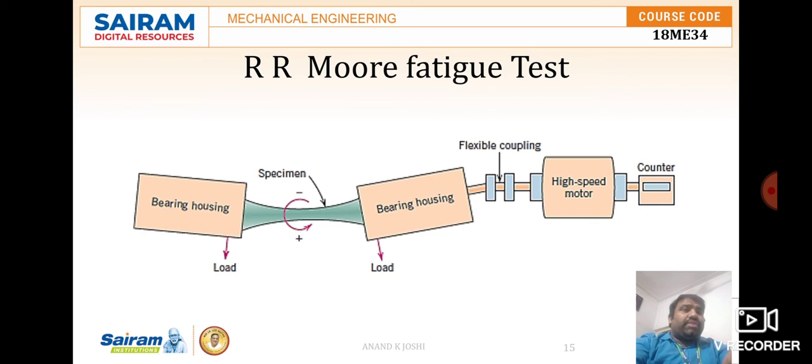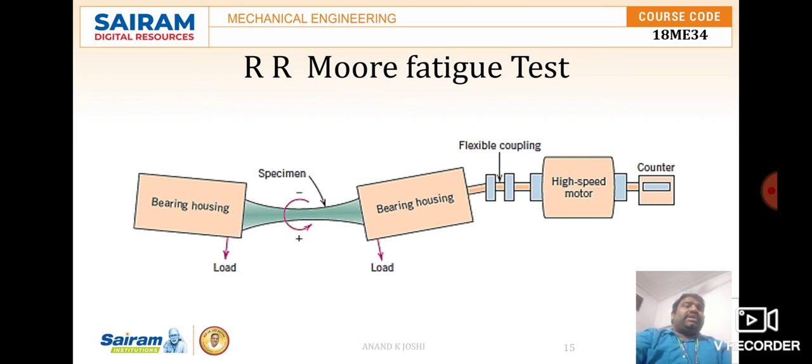The revolution counter records the number of cycles applied to the specimen, and when the specimen breaks, it stops counting automatically and disengages. A number of specimens of the same material are tested, each at a different stress level, usually decreasing, and the results are plotted on a semi-logarithmic graph. That is called the S-N curve. Along the x-axis is the number of cycles and along the y-axis is the stress amplitude. This curve is also called the fatigue life curve, and it is usually plotted using 10 to 12 specimens. The results of fatigue tests are analyzed and concluded based on the S-N curve obtained.